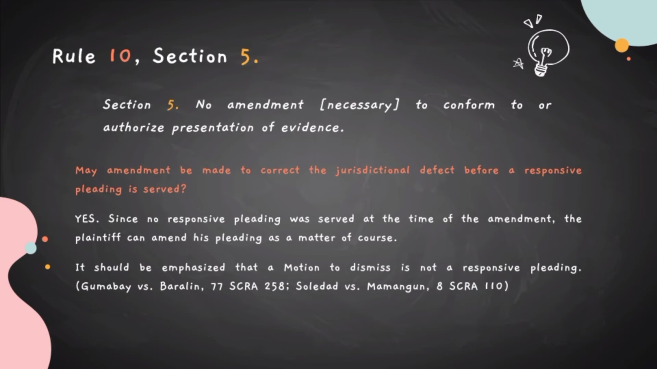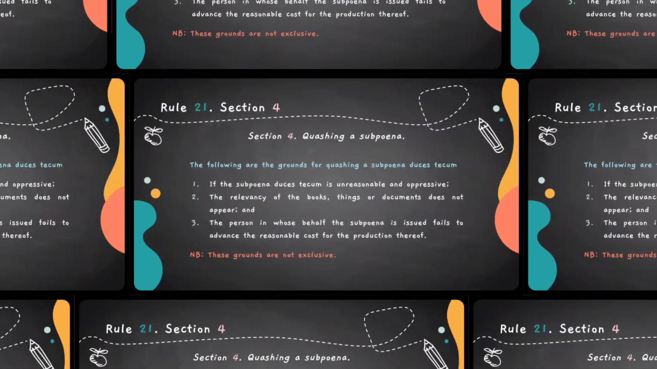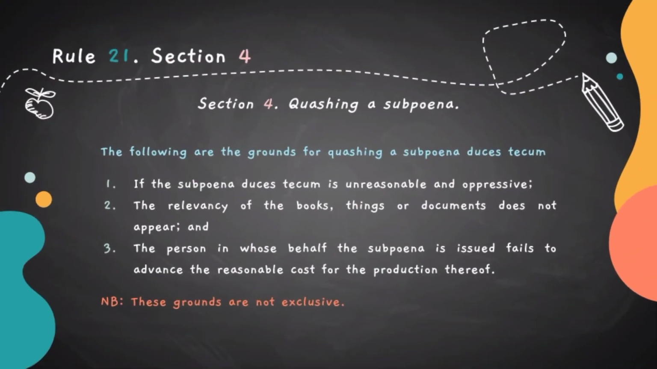It should be emphasized that a motion to dismiss is not a responsive pleading. Rule 21. Section 4. Quashing a subpoena. The following are the grounds for quashing a subpoena duces tecum. 1. If the subpoena duces tecum is unreasonable and oppressive.